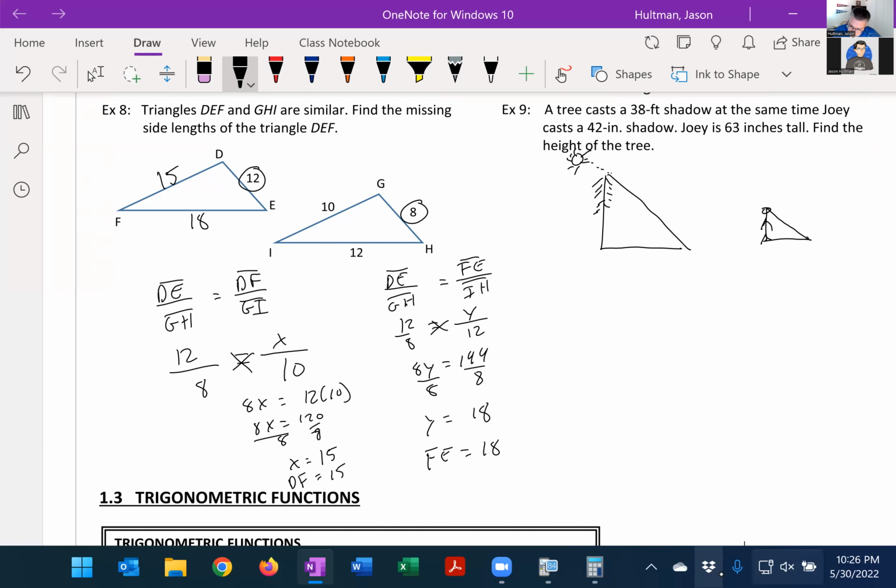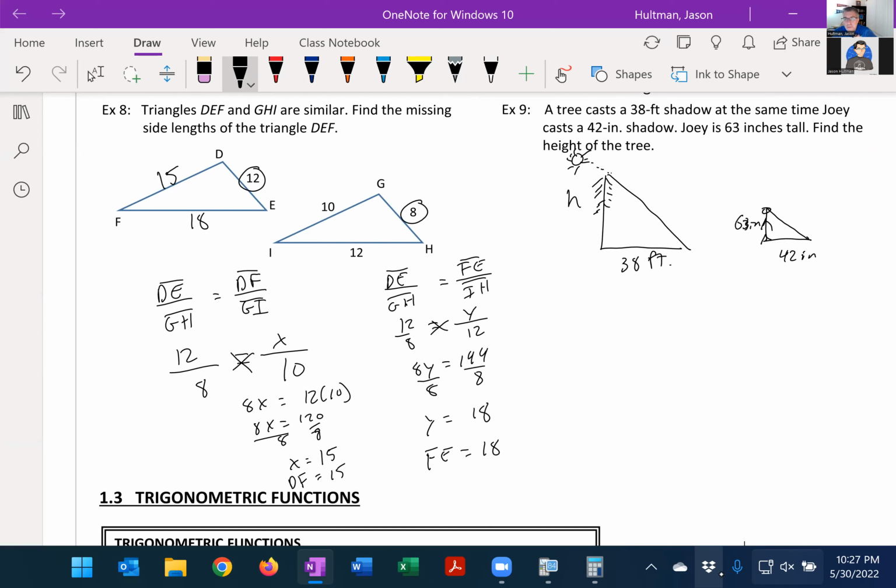The tree casts a 38-foot shadow. So 38-foot shadow is what the tree casts. At the same time, Joey casts a 42-inch shadow. And Joey is 63 inches tall. And we want to know how high is the height of the tree. So we're going to make that H.